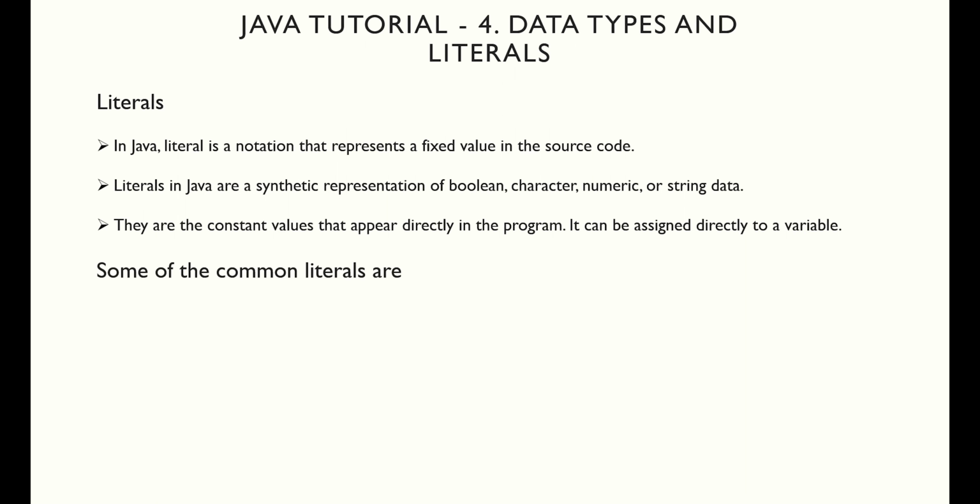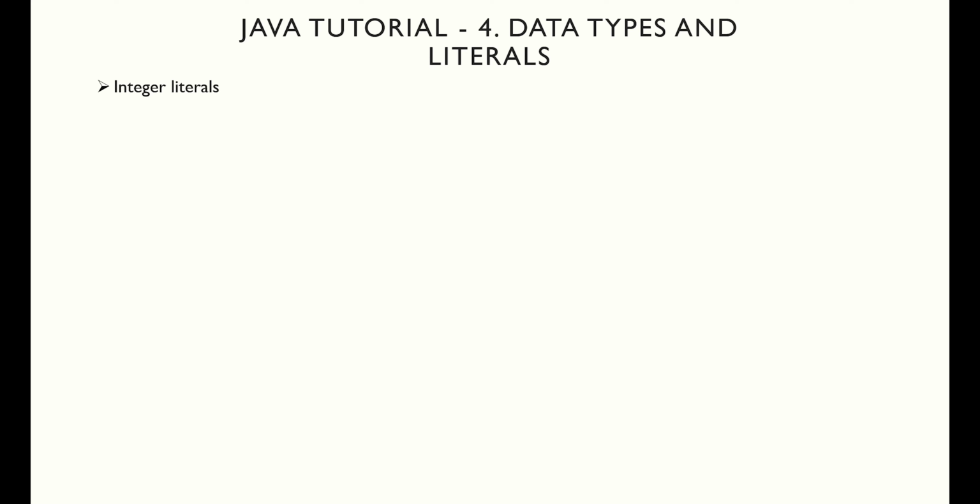There are several types of literals in Java. Some of the common literals are integer literal, floating point literal, Boolean literal, character literal. Integer literals are sequences of digits. They can be further classified into decimal, octal, hexadecimal, and binary literals. Decimal literals require no further explanation. We have been using them from our childhood. They can be represented as base 10 and consist of digits from 0 to 9.